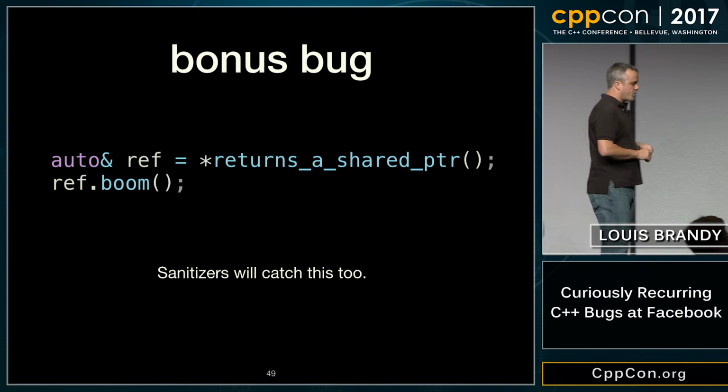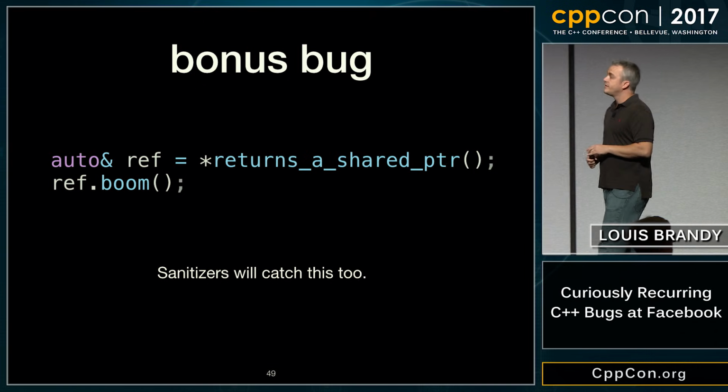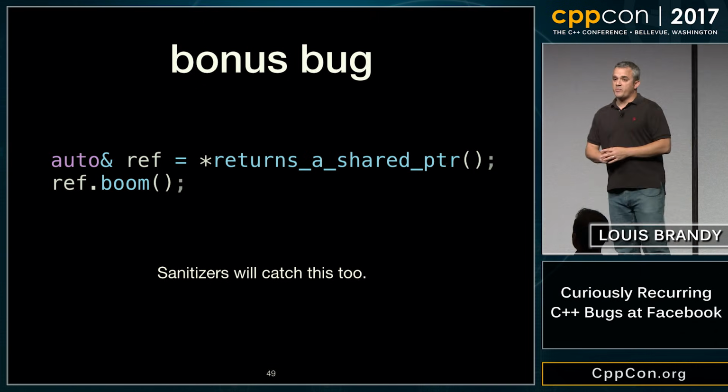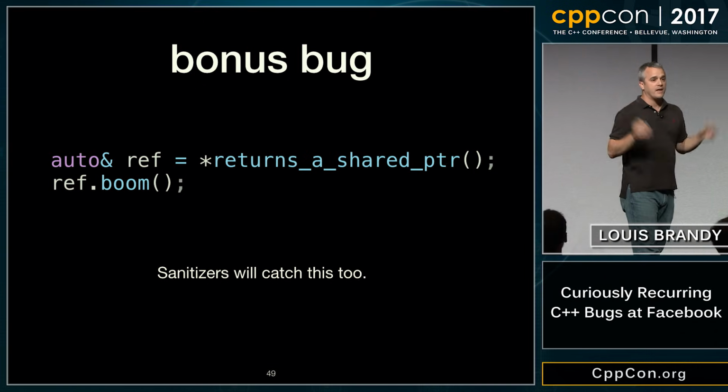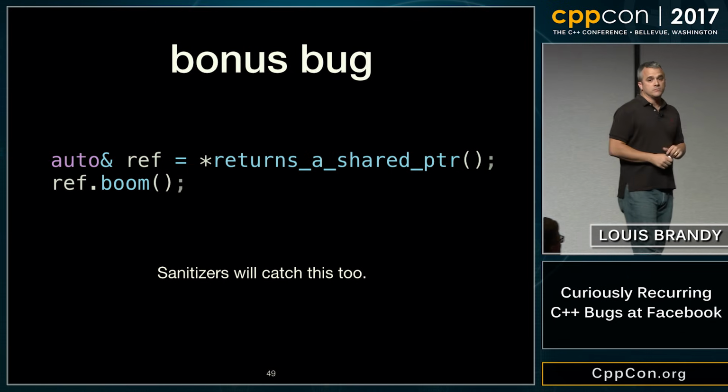Oh, bonus bug about shared pointers. We have this one all the time, too. I don't know why people write this. I can't explain it. Some function returns a shared pointer. They just dereference it immediately, and they grab a reference to whatever's at the other end. And now you call reference.boom.